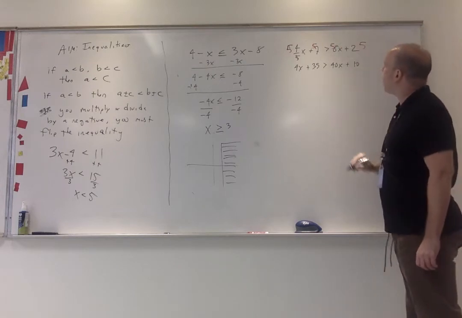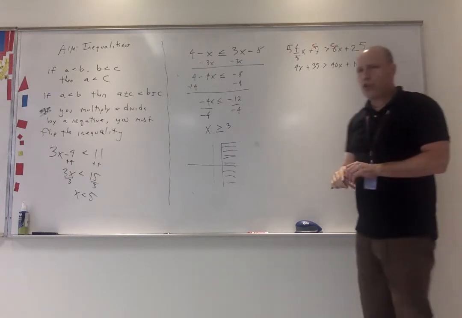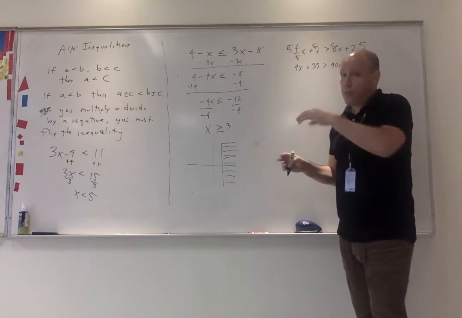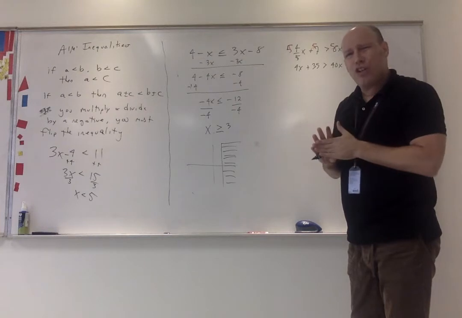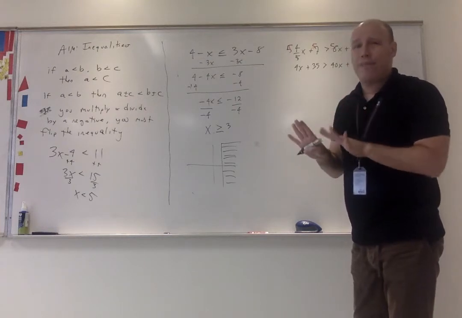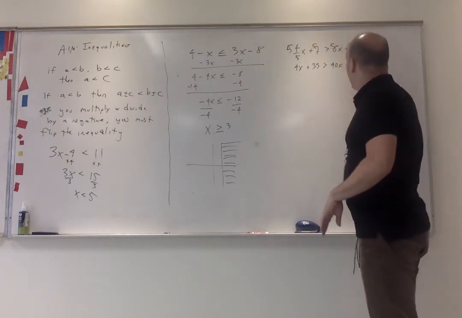Remember, I'm multiplying. So what do you think we should do? Well, you were taught to bring all the variables to the left and the numbers to the right. But you know what I want to do? I don't want to deal with negative numbers. So I'm going to move the variables to the right.